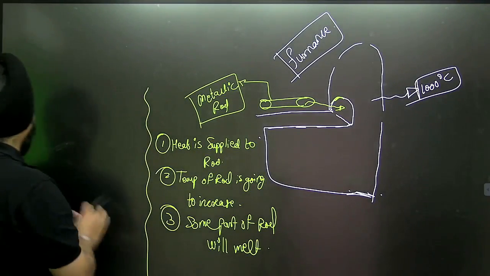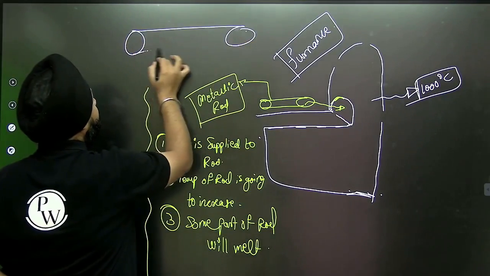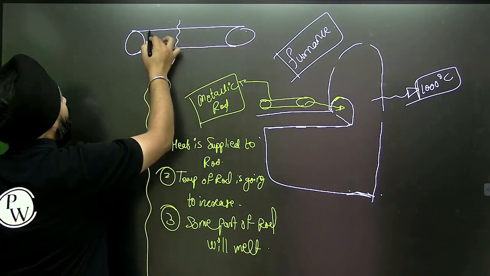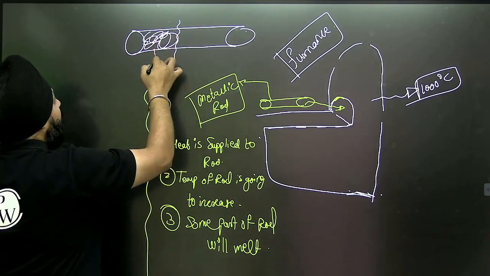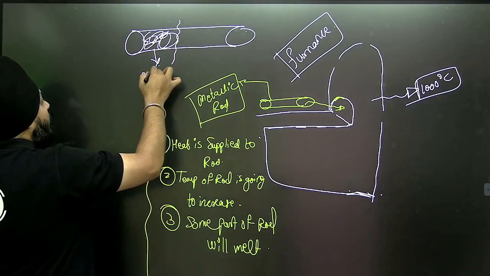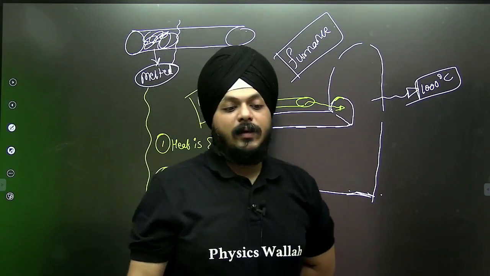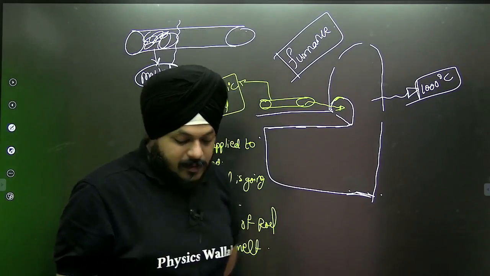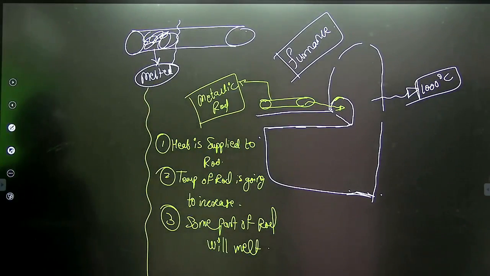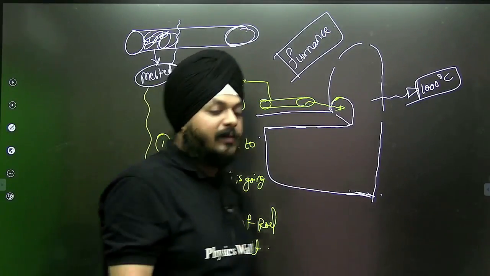It means what will be the final stage? The rod will appear like this way. Half of the thing will get melted and the color will be changed. Entire rod is not melted, but some part of the rod will melt, and the color changes.